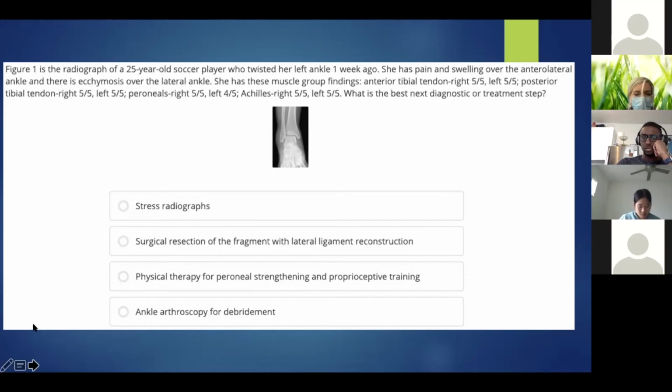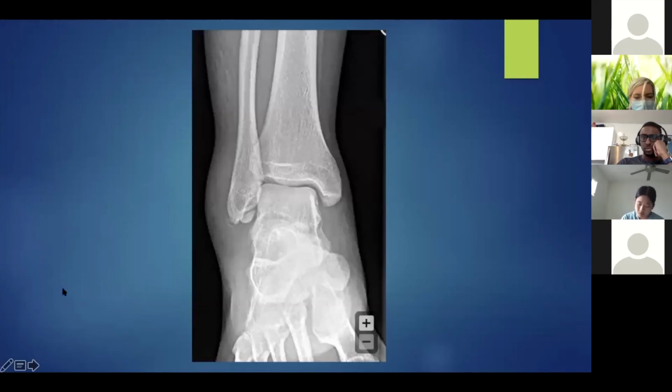Okay, so, all right, and what do you see here? So what I see is this looks like a mortise view of the ankle. I see what looks like a distal fibula avulsion fracture.